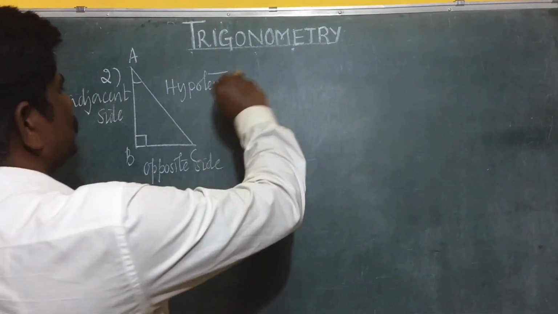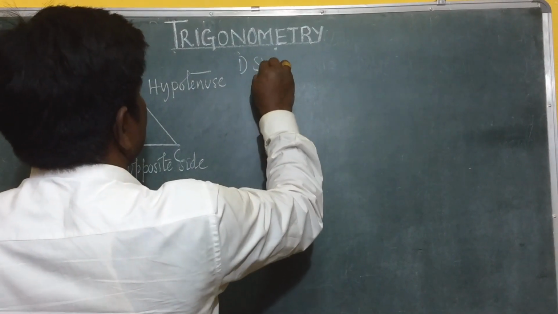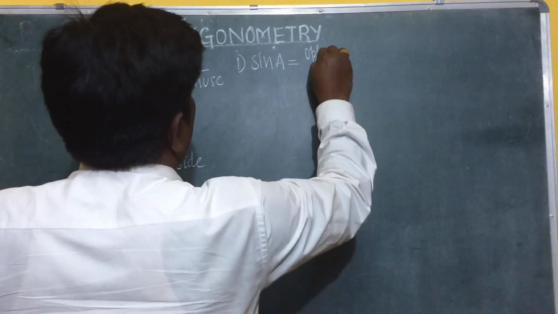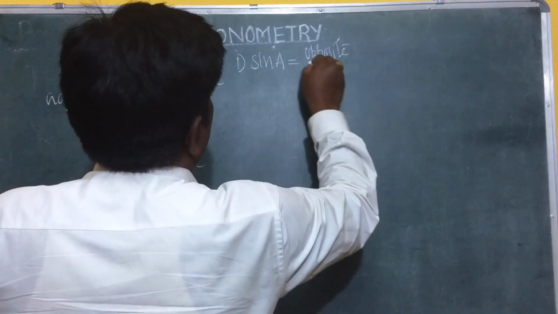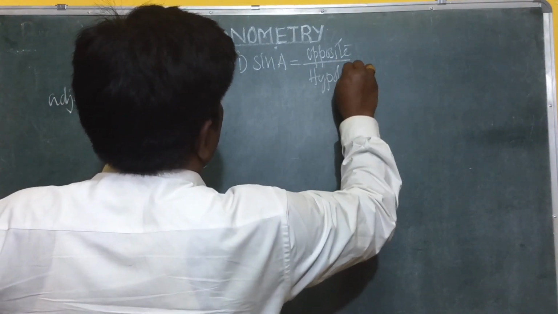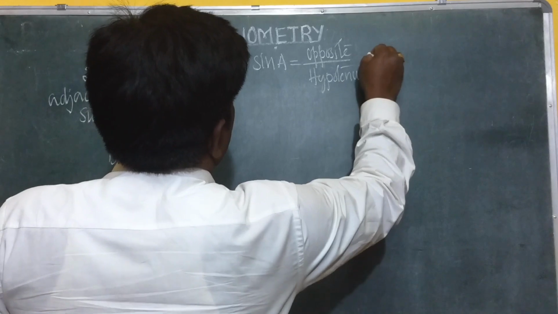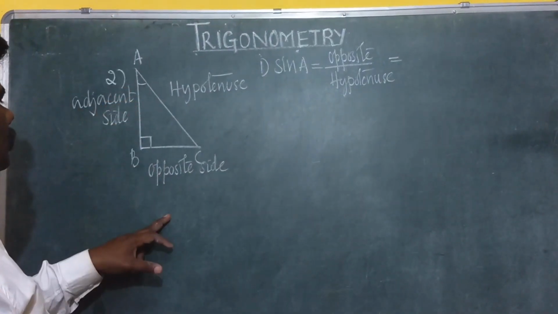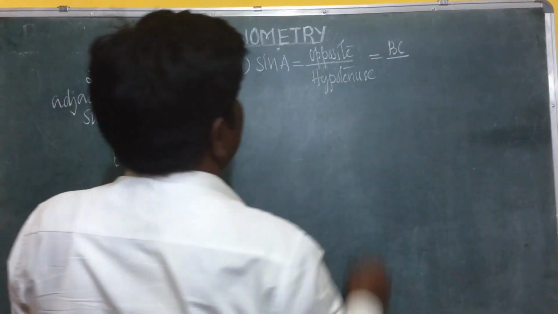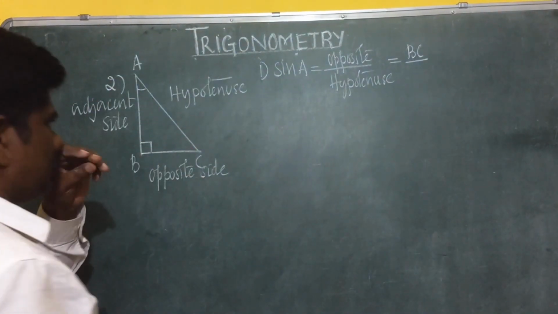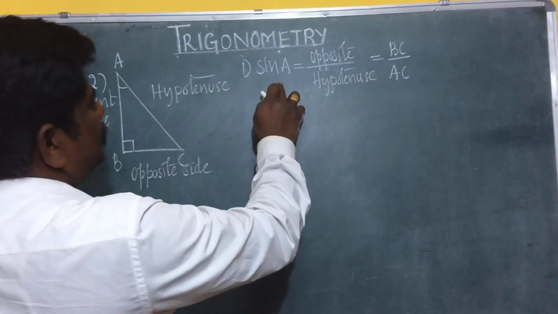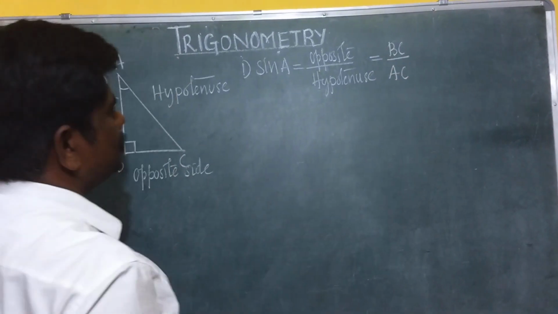Now let us see what happens. The first one, sine A, that means opposite upon hypotenuse. Which is the opposite in this triangle? That is BC, and the hypotenuse is AC. So sine A is nothing but BC upon AC.